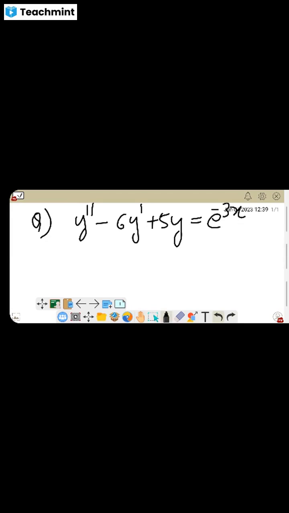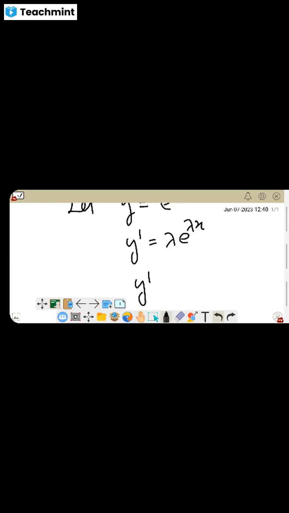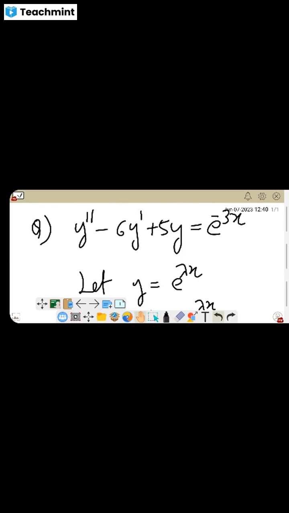So first of all, let us find the CF, as usual, as we have done. So let y is equal to e to the power lambda x, and y dash is equal to lambda into e to the power lambda x, and second order y double dash is lambda square into e to the power lambda x. Now put all these values in this equation.